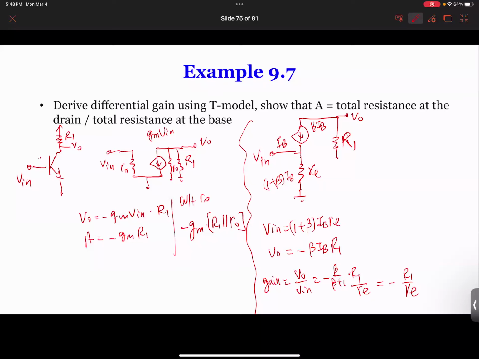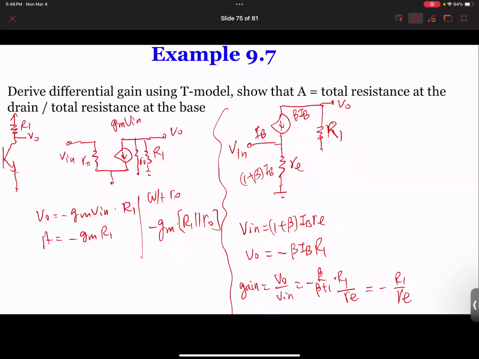The current, the resistance at the collector and the resistance at the emitter. And the ratio of these two will give you the gain of your circuit. And this is pretty much true for every circuit. For most BJT circuits, it's always true. So they did this anyway.